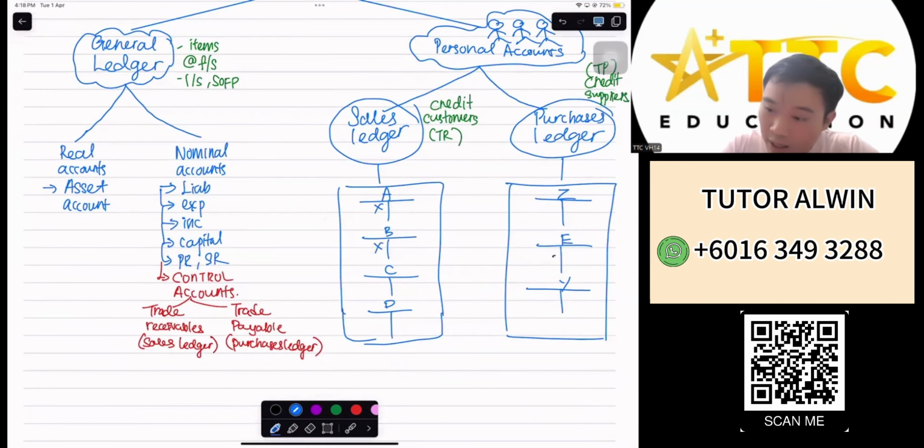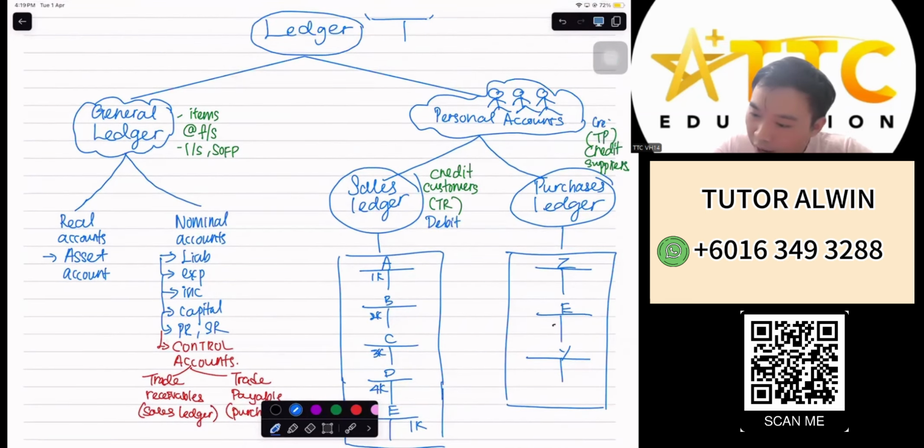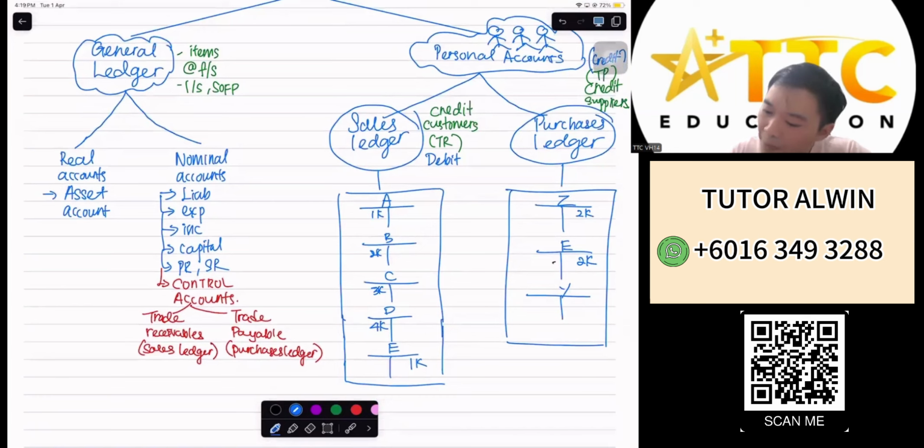Let me give you a figure there. Let's say we have 1K, 2K, 3K, and 4K. And then let's say we have another special account: a customer happened to have 1,000 on the credit side. I'll talk about that, no need to worry. So there is actually a debit balance here for sales ledger. For purchases ledger, there will be the credit balance. Let's say 2K balance, our supplier that we still owe to them. And for Y, I'm owing Y supplier 1K over here.